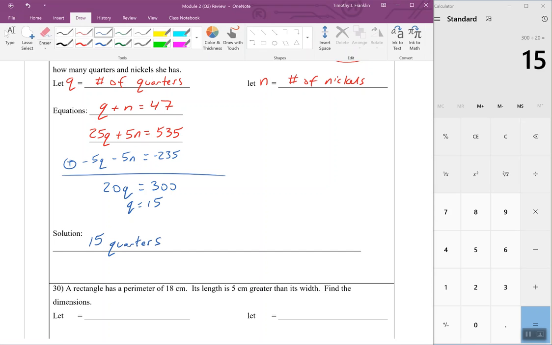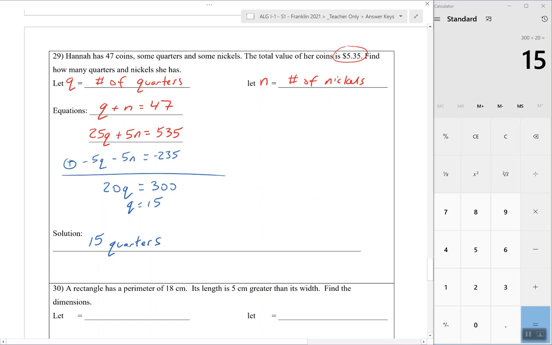Now we have to find the number of nickels. Well, we can just plug that into that first equation. So 15 plus N we know is equal to 47. So by subtracting 15, N is going to equal 32. So we have 32 nickels. And there is that problem all done. Let's look at number 30.